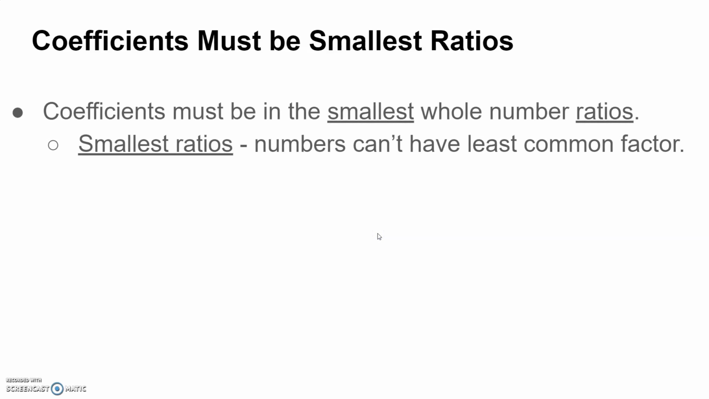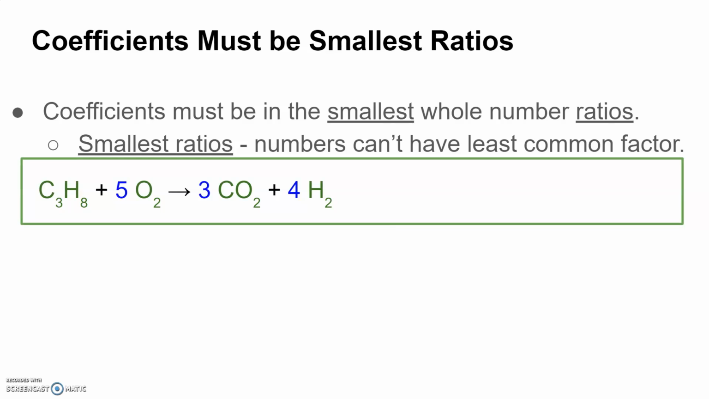The next thing that we're going to talk about is not really a strategy, it's more like a rule. So coefficients, which are the big numbers in front, must be in the smallest whole number ratios. Let's first start by talking about smallest ratios. What do we mean by that? That means you can't reduce them or simplify them further, meaning they can't have a least common factor. So let's take a look at that.